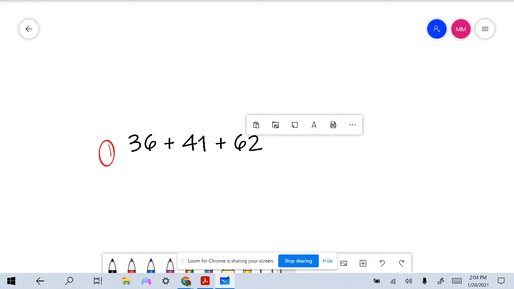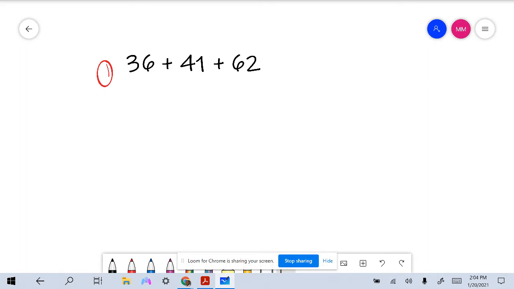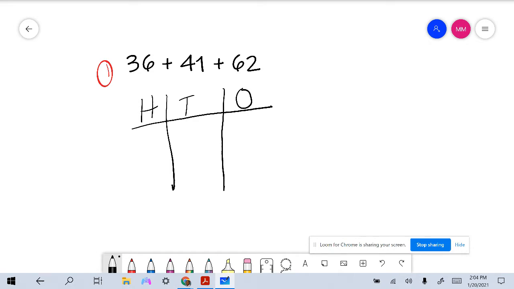We have an example of three addends being added together whose sum is going to be over 100. The first thing that I want to do with my equation is create a hundreds chart for how I'm going to add these numbers. So I have my H, my T, and my O. For my first number, I'll use red so that you can see the difference between each number, as well as how we group those together and add them.